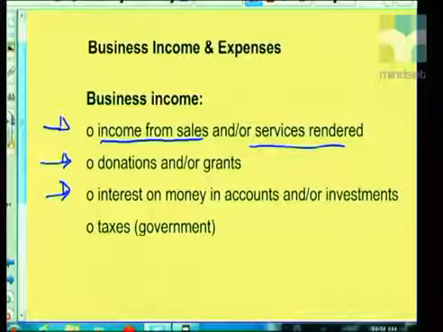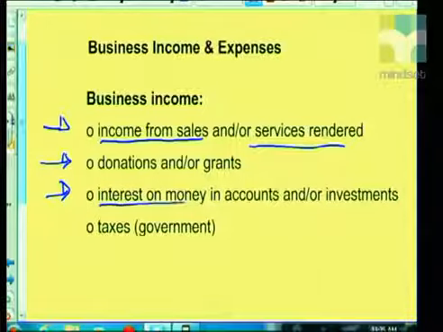The next part is very important. Interest on money in accounts or investments. You could go to those same people and say to them, listen, we would like you to invest in our company, our little business. So give us 10,000 Rand and let it sit there and we will give you a share of the profit. That's a form of income. What we're talking about here, though, is I might take some of my money, my profit, and I might say, let me put it in a bank account. It's going to earn interest, and the interest can come back to the business.